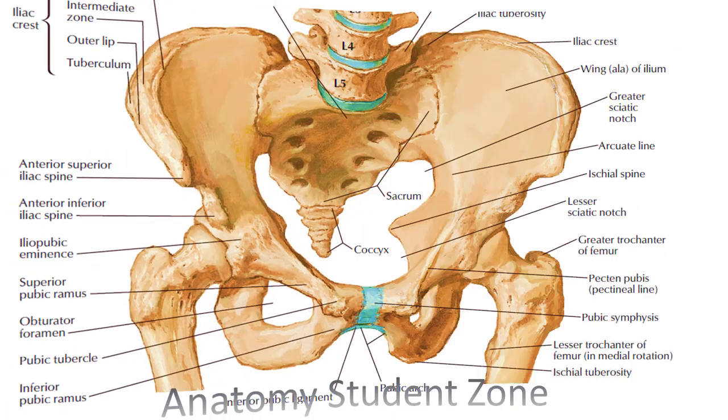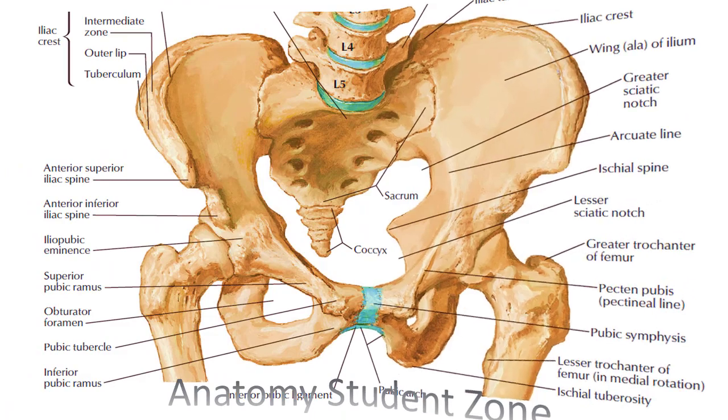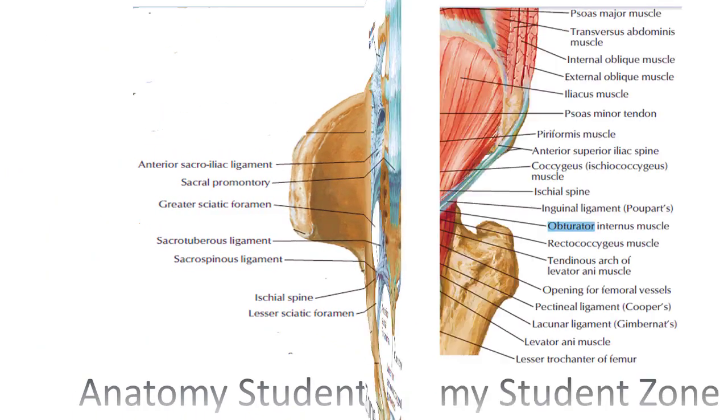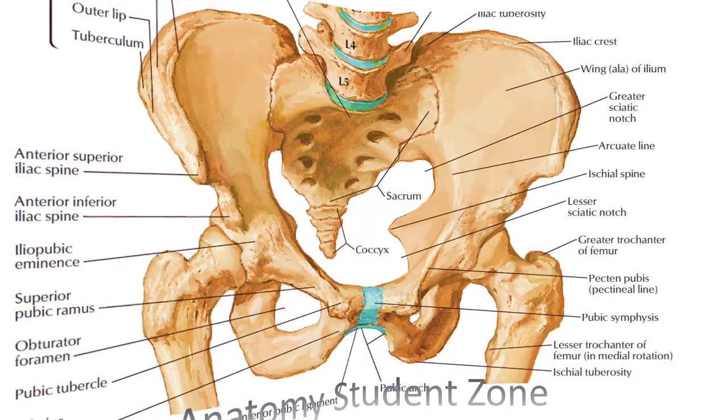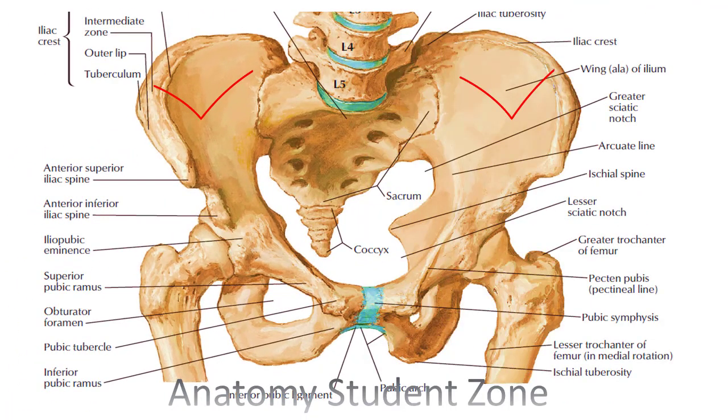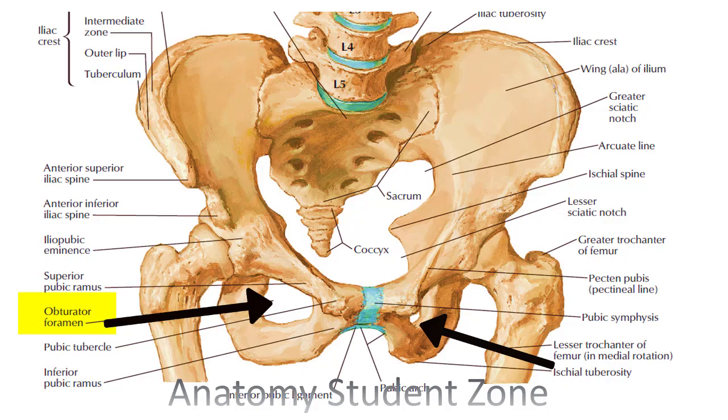So the lateral pelvic walls are formed by bones, ligaments and muscles along with the fascia that covers these muscles. The bones of the lateral wall are the right and the left hip bone. You can also see in this image that the hip bone has an obturator foramen. So here the obturator foramen is also a part of the lateral pelvic wall.